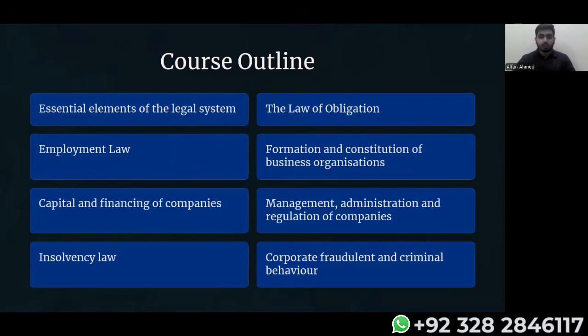Next, our course outline. Our course outline is divided into 8 sections. Okay. First of all, essential elements of a legal system. Now, essential elements is basically how a law is formed. Like you might have heard from your parents or your elders that you are born this way. When you were born, you used to do this.